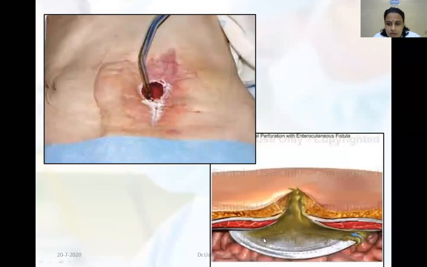See, this is how an intra-abdominal abscess seeps through the layers of the anterior abdominal wall and perforates onto the skin to lead to fistula formation. This is a clinical picture of a cutaneous fistula seen post-operatively.